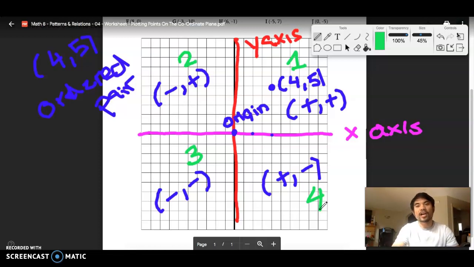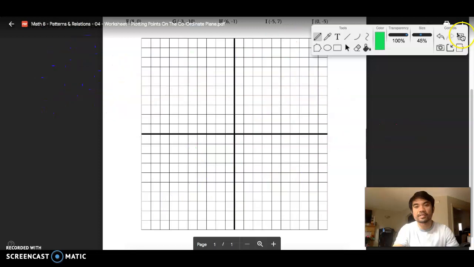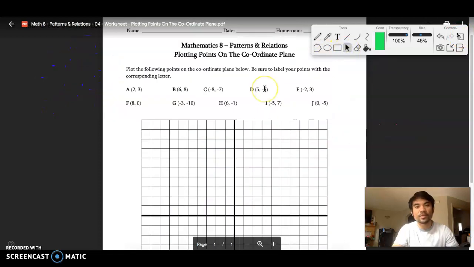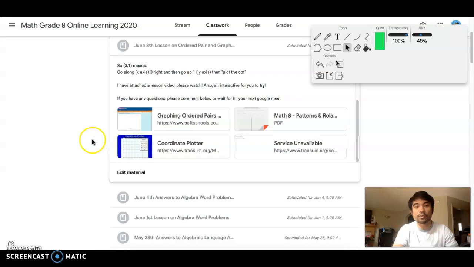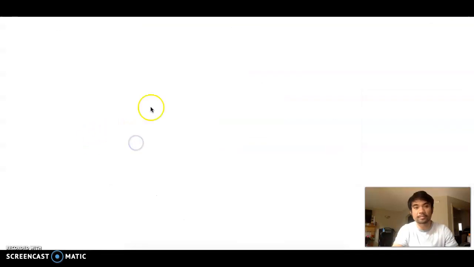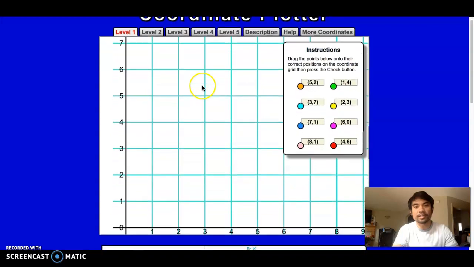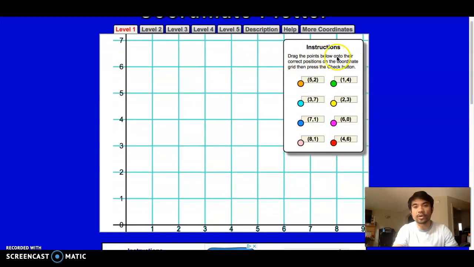So, you can pause this video and just write this on your notes. Okay? So, before I even attempt this worksheet, we are going to practice how to plot these ordered pairs. Okay, so if you look over here, it says, drag the points below onto their correct positions on the coordinate grid, then press the check button. So now the first one, this orange one, is 5, 2. Okay, now 5, 2, we need to look at 5 on the x-axis to the right, and then 2 up, isn't it? So 5 to the right and 2 up.